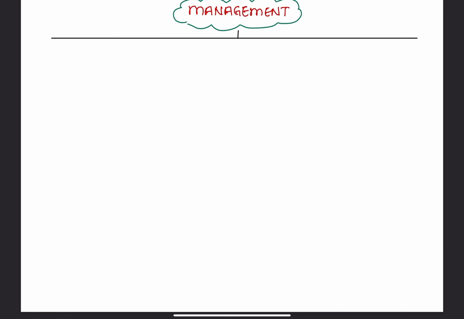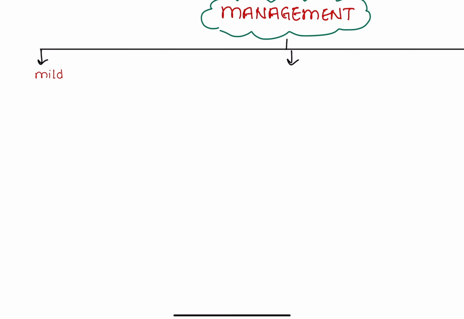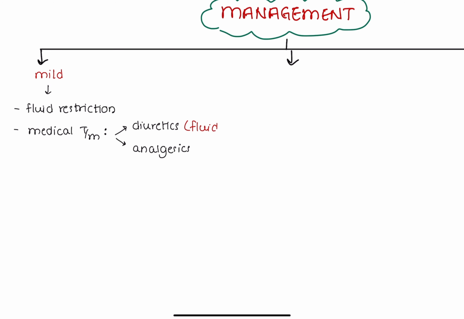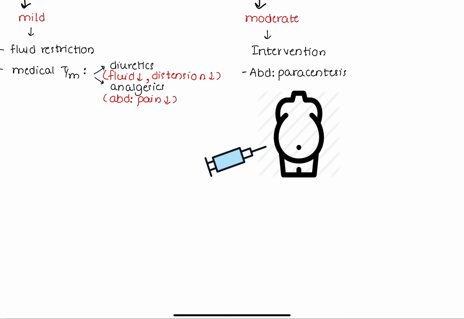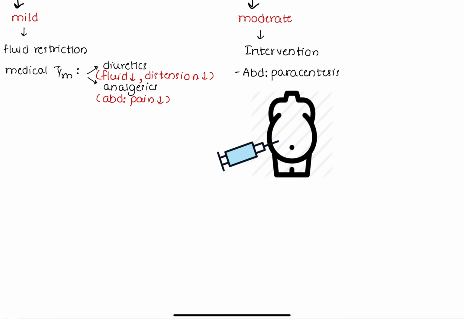Management of abdominal compartment syndrome depends upon the severity. In mild cases, fluid restriction, medications such as diuretics and analgesics might help relieve the pain and abdominal distension. In moderate cases, consider interventional therapies like abdominal paracentesis, which is a procedure to remove fluid from peritoneal cavity by puncturing with a needle.